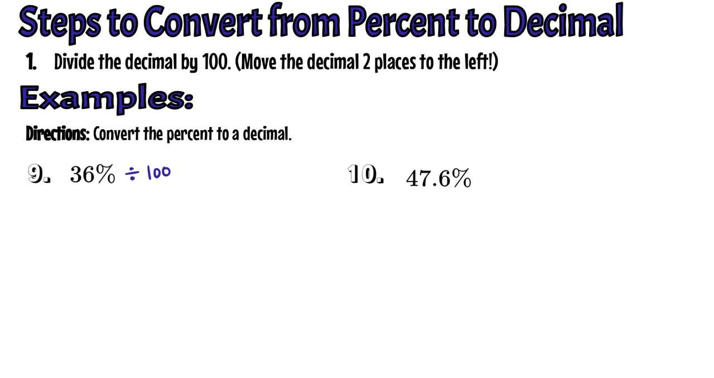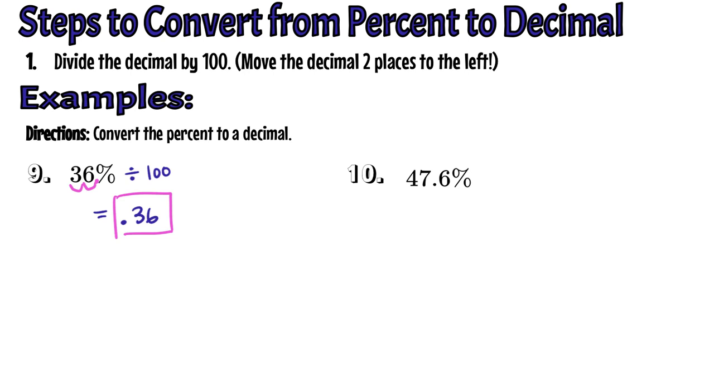We can imagine that the decimal, since it's a whole number, is right here after the 6. So we're moving to the left two places, which means that our answer here will be 0.36. So we can write the 0 in the front, or we don't have to. It doesn't matter if you write it or not. It is the same value. So 36% written as a decimal is 0.36.